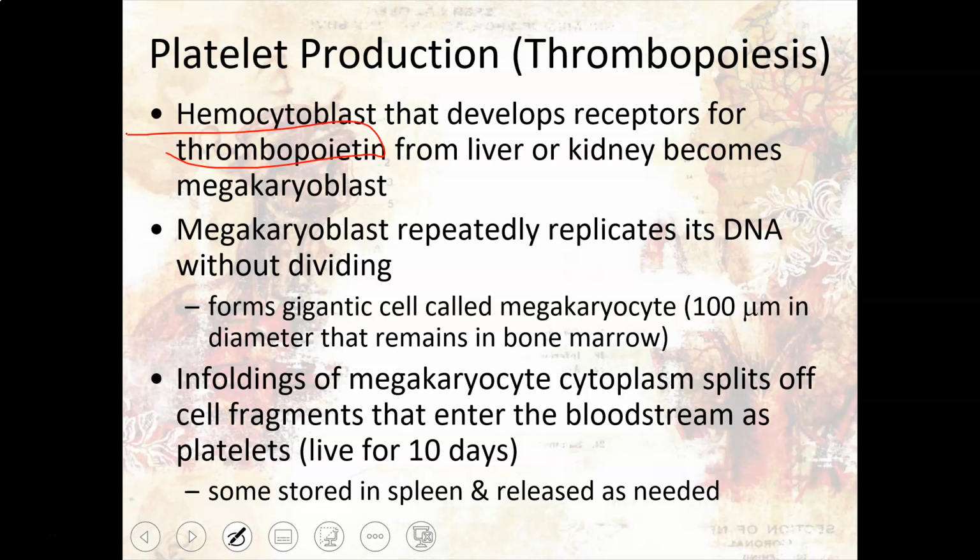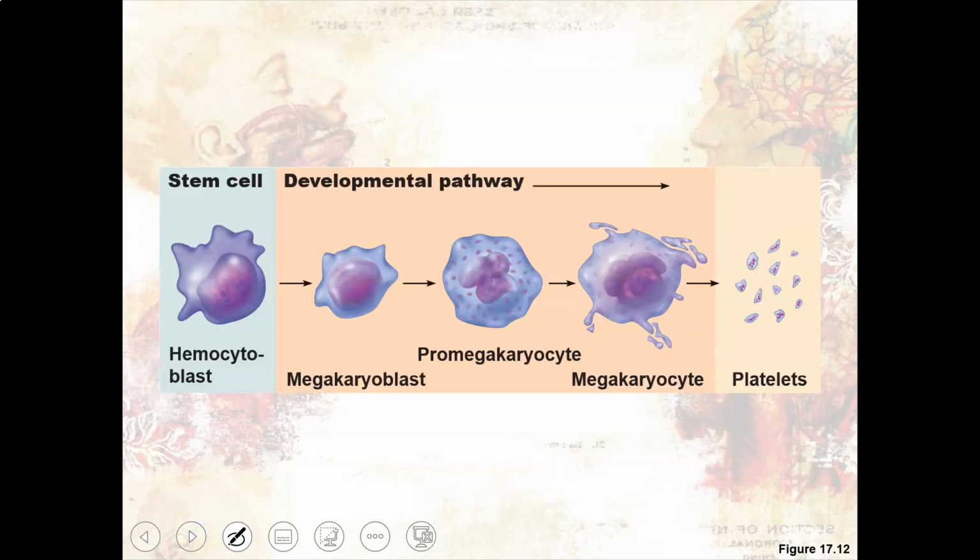Thrombopoietin from the liver to the kidney triggers the formation of these megakaryocytes, which replicate the DNA without dividing and then just break off into tiny little platelets. They live for about 10 days, although a bunch of them will be stored in the spleen. Thrombopoiesis.